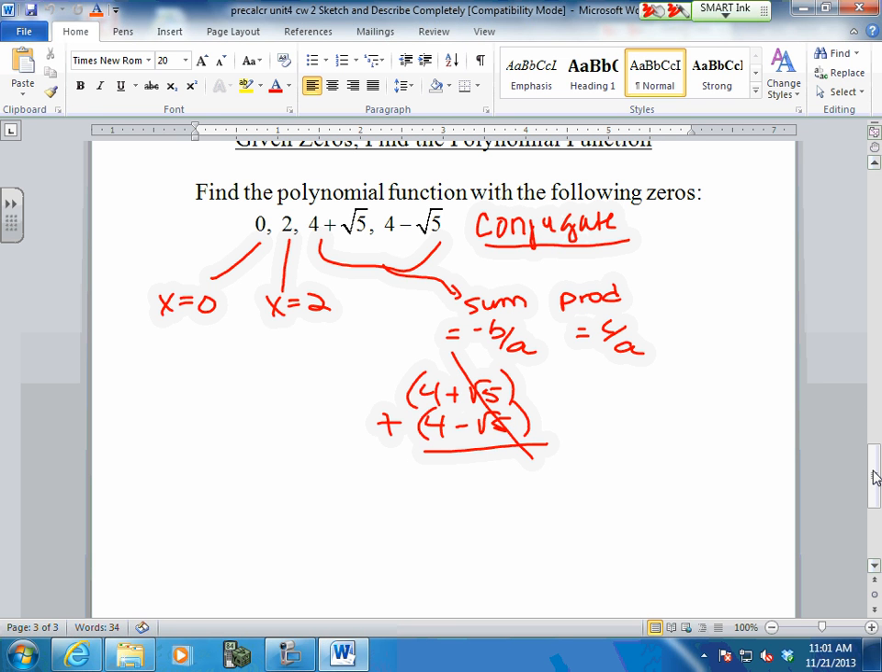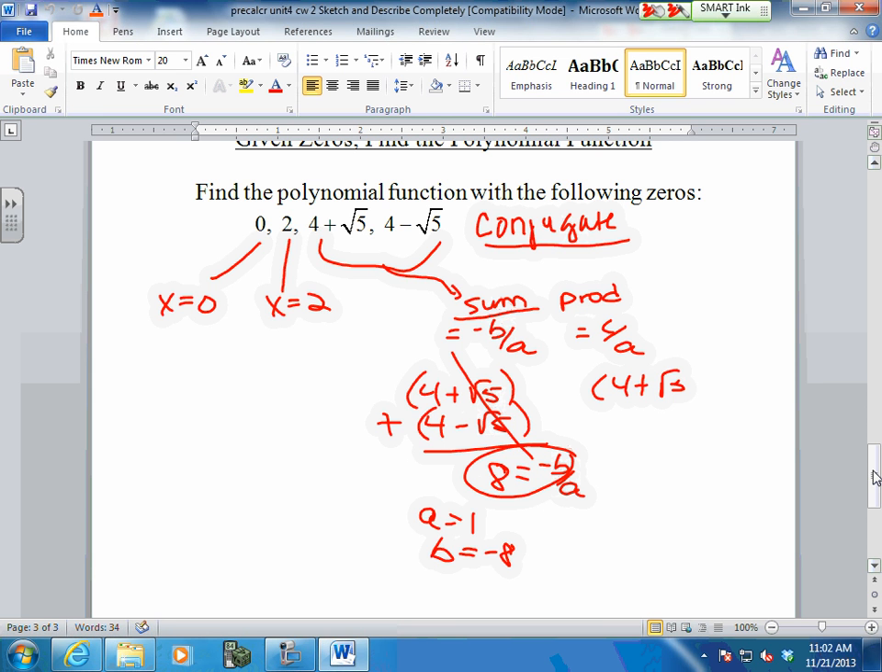The radical 5s. What's 4 plus 4? 8. So that's my sum. My sum is equal to negative b over a. So let a equal 1. So therefore, what is b equal to? Negative 8. Good.